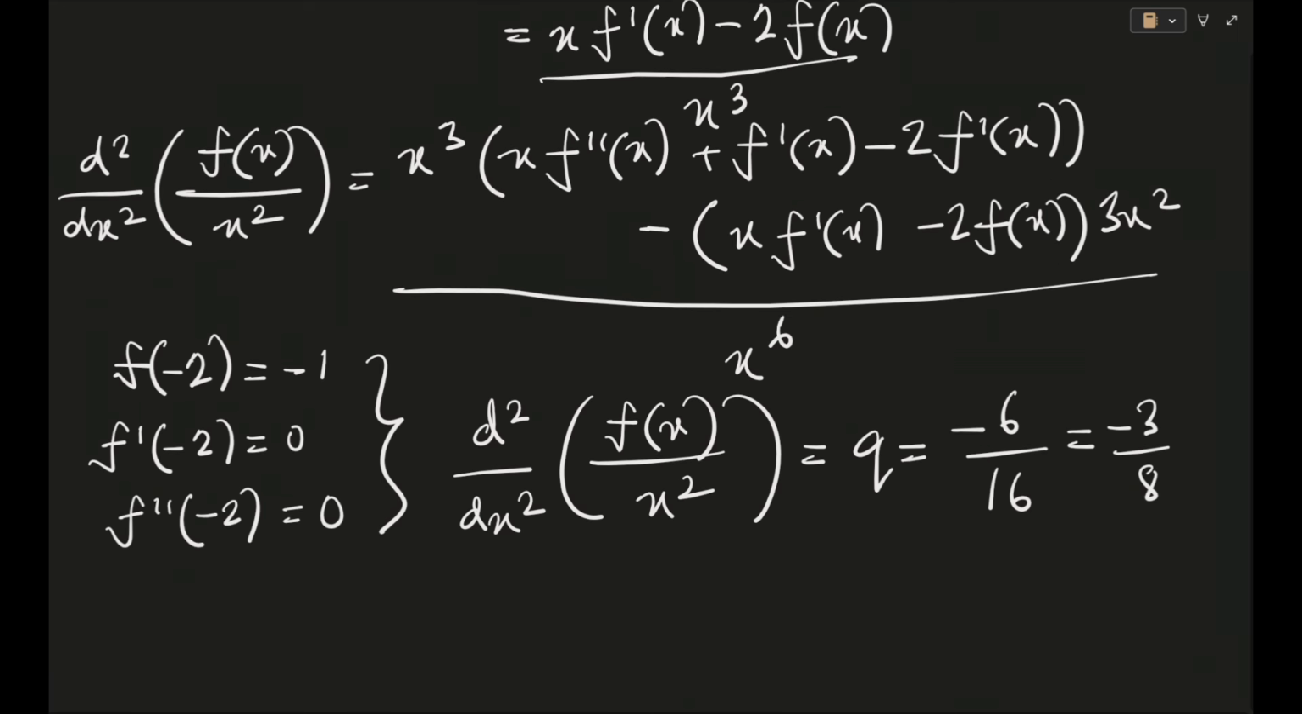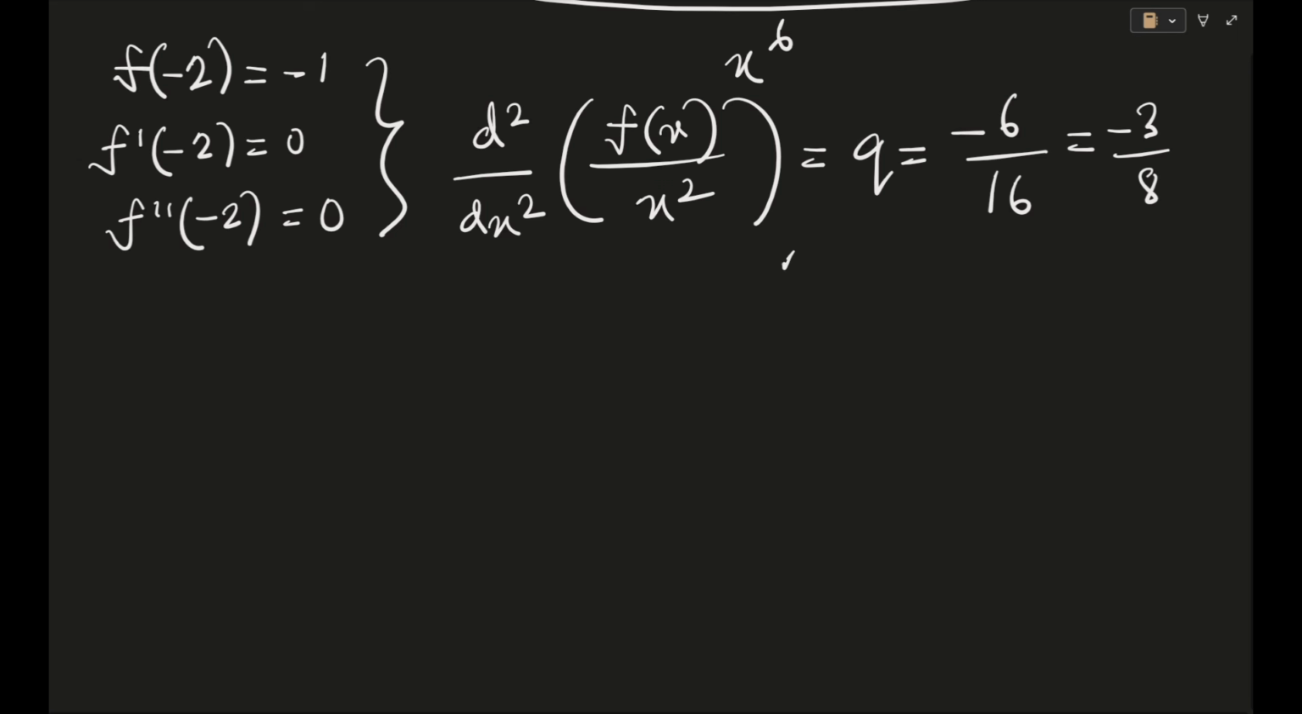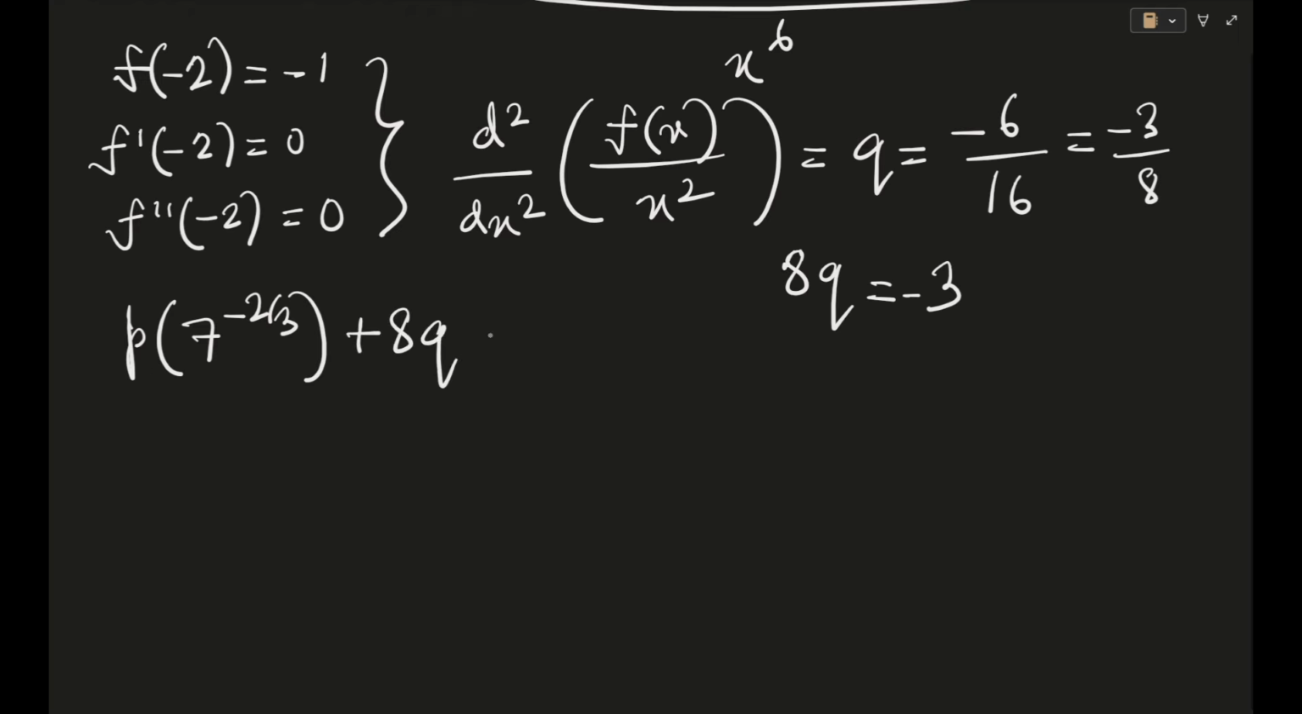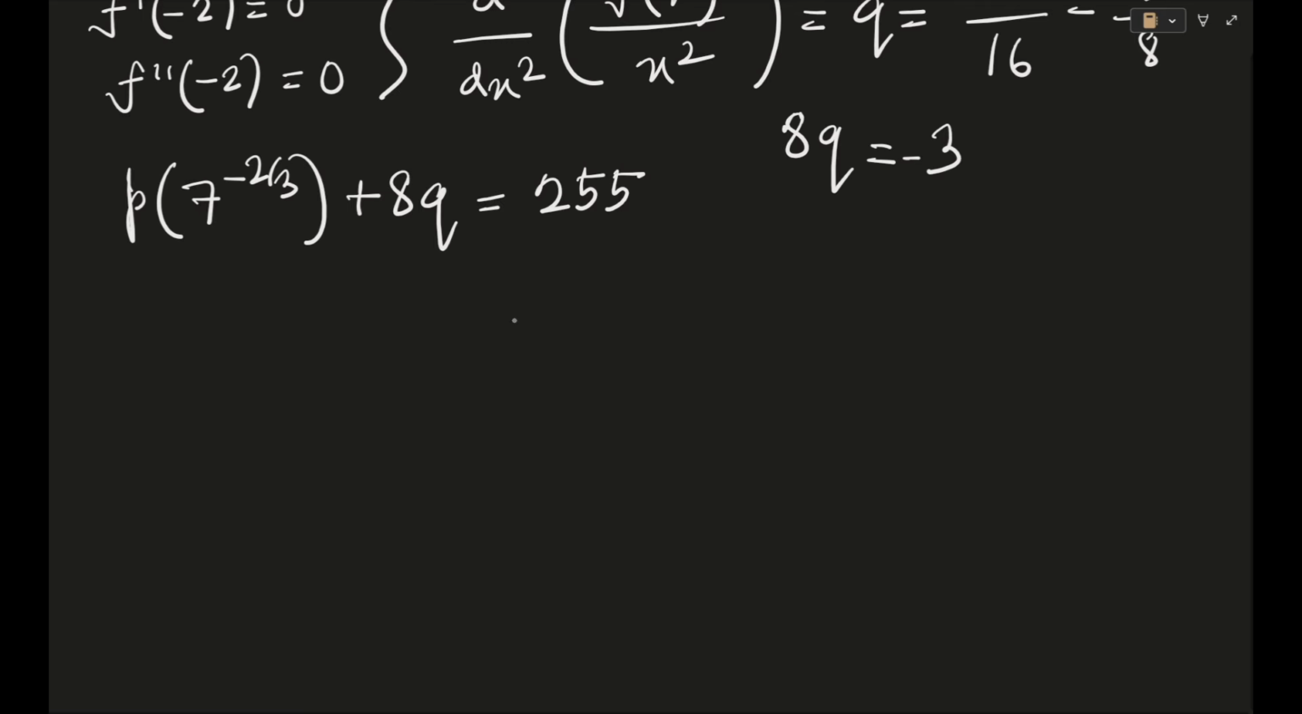Okay, and therefore you will have 8q as equal to minus 3. So basically if you calculate what was given to us, p of 7 to the power minus 2 by 3 plus 8q, this would come out to be 255. Okay, so your capital N comes out to be 255.